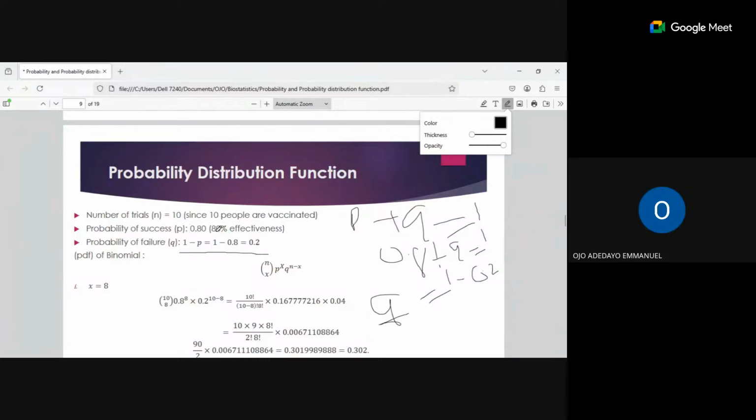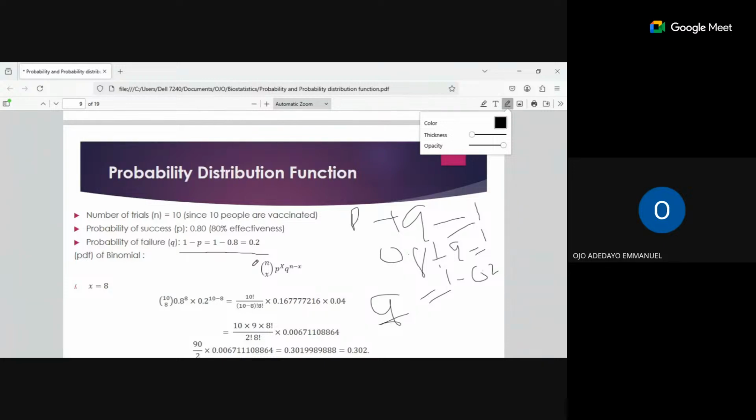So from the question, they've given us our P, which is the effectiveness of the vaccine, to be 80%, which is 0.8. Then our Q is 1 minus 0.8, which is 0.2. The first thing you have to establish here is that we have two outcomes: the vaccine is effective, or the vaccine is not effective. Then how many people do we vaccinate? We vaccinated 10 people, so your N is equal to 10. Remember I told us that when you have two possible outcomes and your N is greater than 1, starting from 2, it is binomial that you are going to use.